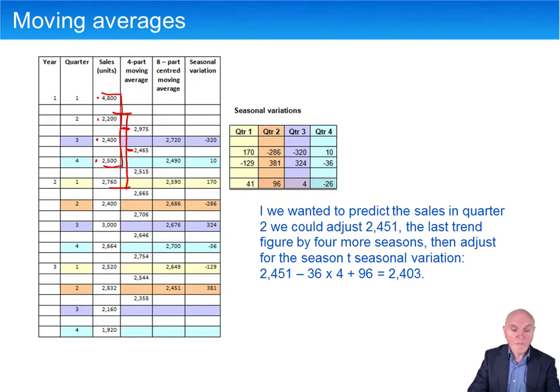And then you move down another one. You move down 1 season each time, always averaging 4 seasons. And this is what's called your 4-part moving average, because each of these figures here has got 4 seasons averaged out in it. Good ones, bad ones, medium ones.